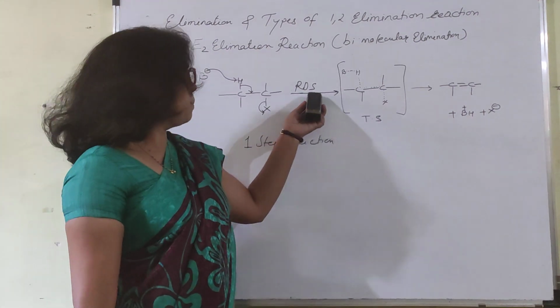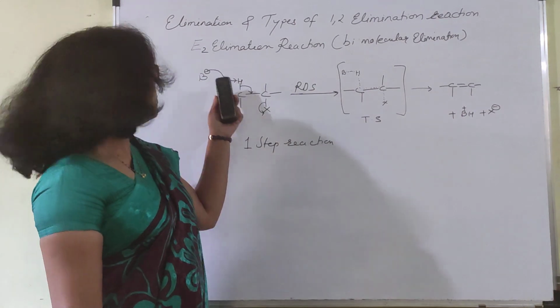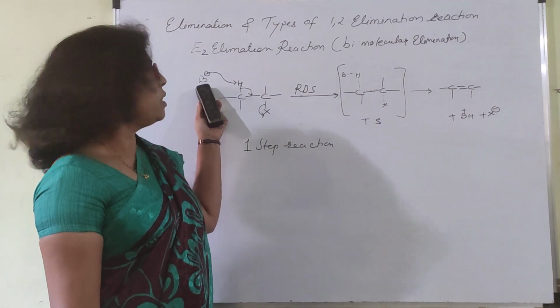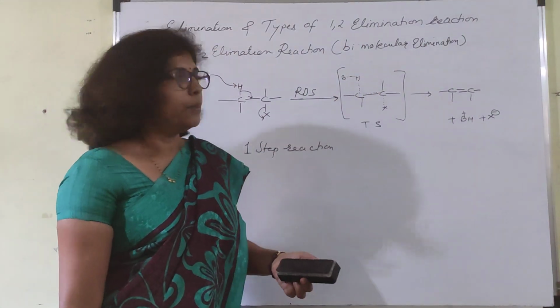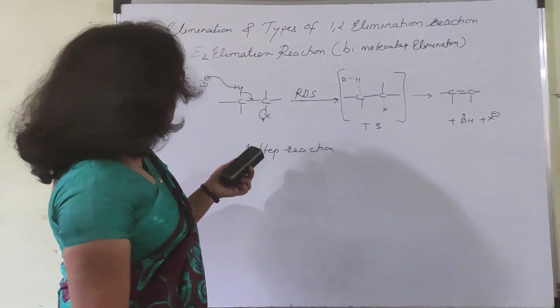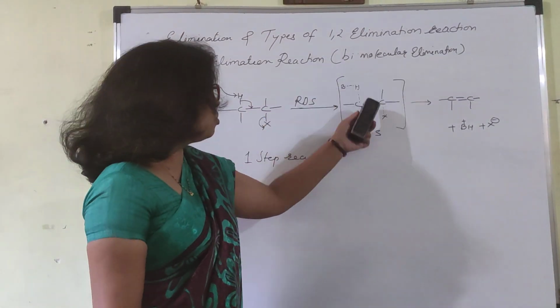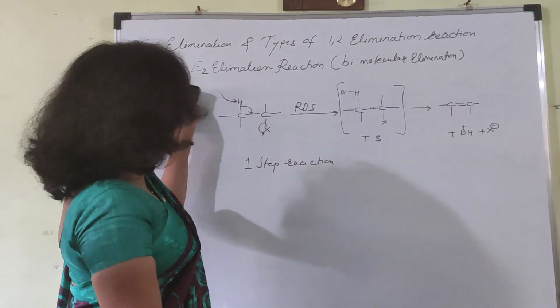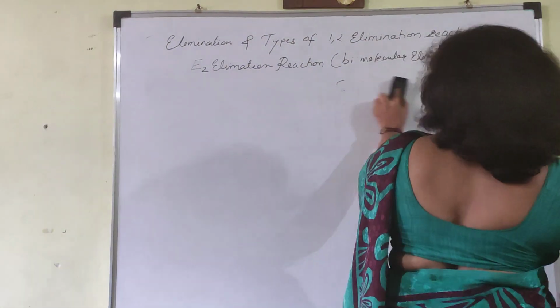Since your rate determination step involves both substrate as well as base, therefore it is a bimolecular reaction. Now it is similar to the SN2 mechanism, where in SN2 also the transition state is the intermediate state, and it is a one-step process.